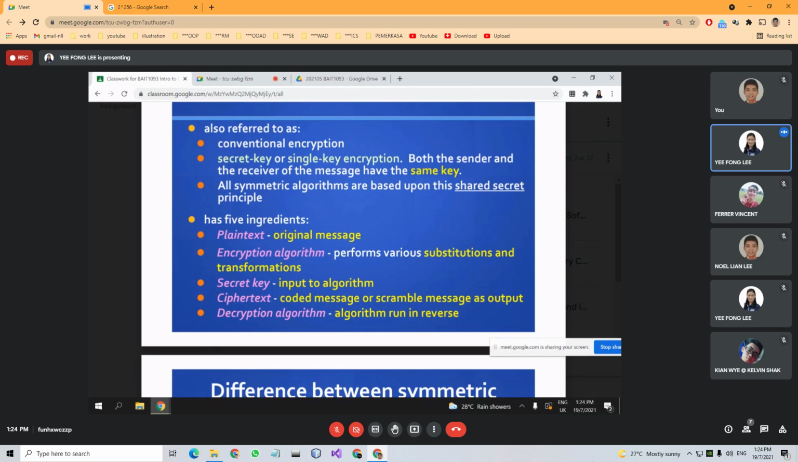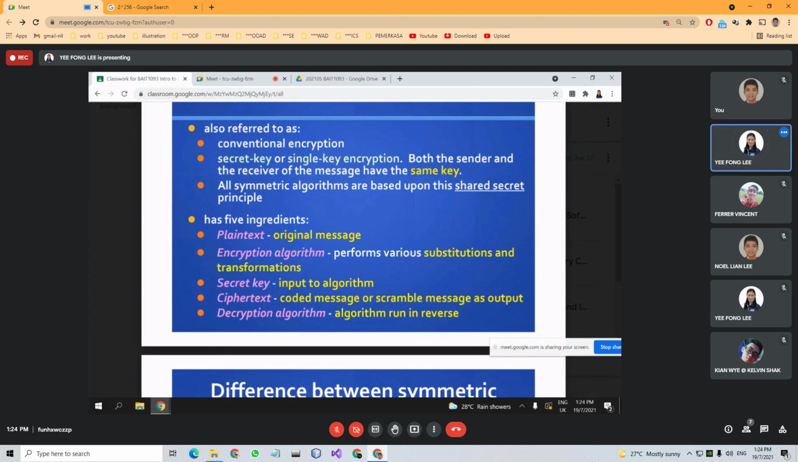The last one is the decryption algorithm. How does it run? Just like the encryption algorithm, just the other way around, the reverse of the encryption algorithm. It takes the ciphertext and applies the same secret key. After applying the same secret key, the plain text will be produced from the ciphertext.